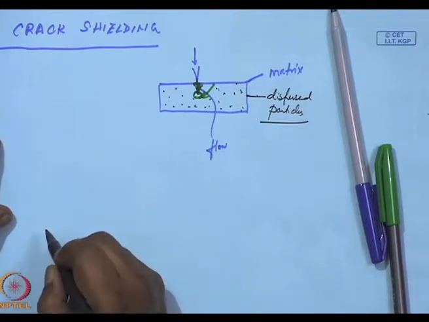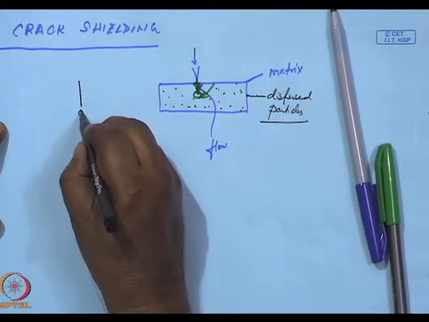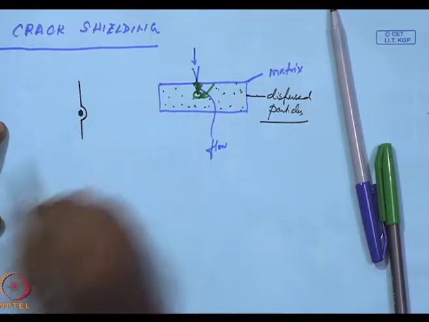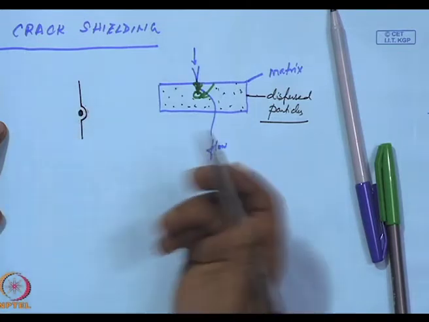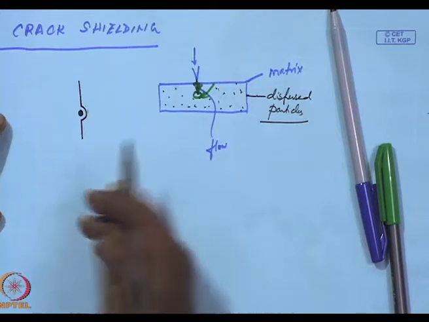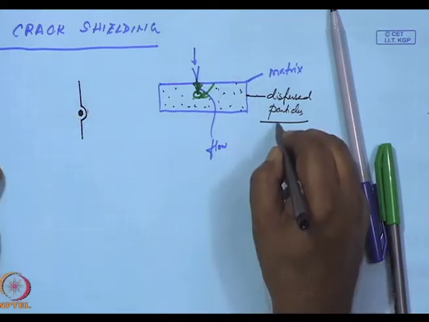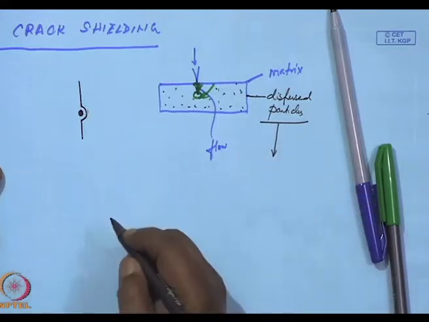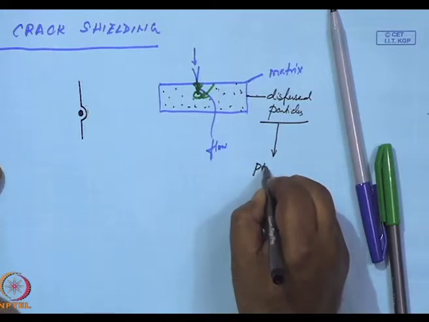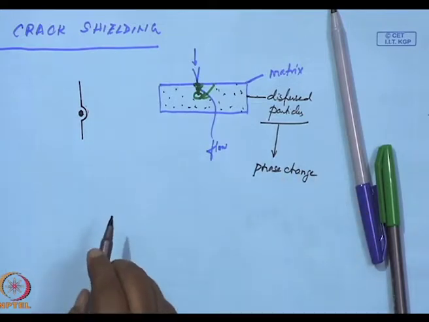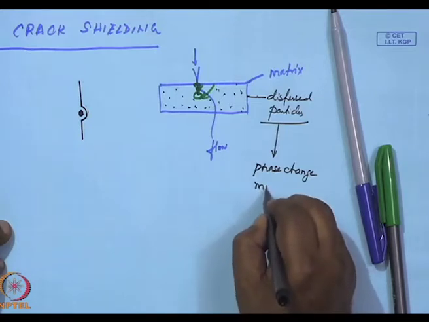Now, under normal circumstances, all of you who have studied fracture mechanics know that when a crack propagates and there is an object in front, the Burgers vector has to go around and then go ahead. This additional length is what gives the material the strength. This is very well known. But I am going beyond this. I want these dispersed particles to have the property that they can undergo a phase change or a microstructural change.